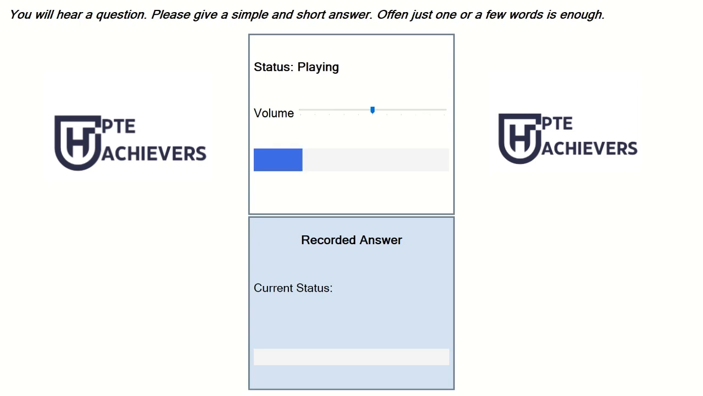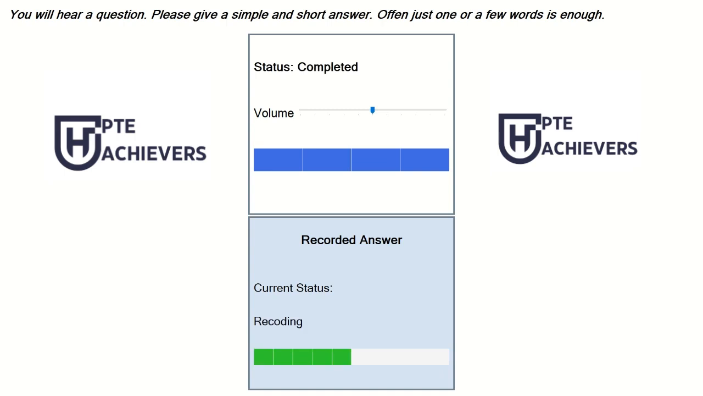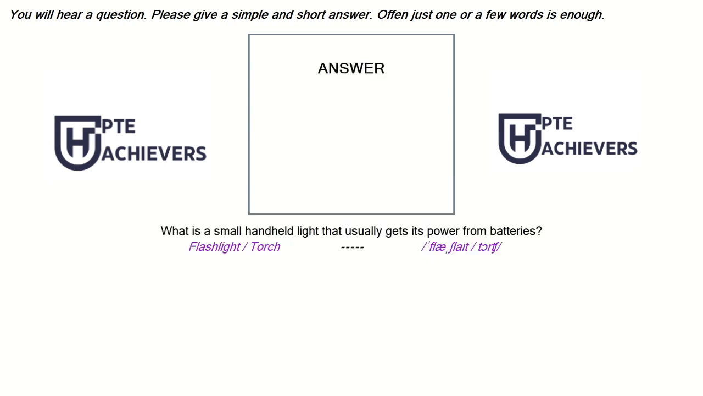What is a small handheld light that usually gets its power from batteries? Flashlight. Torch.